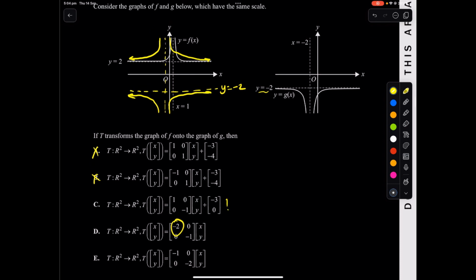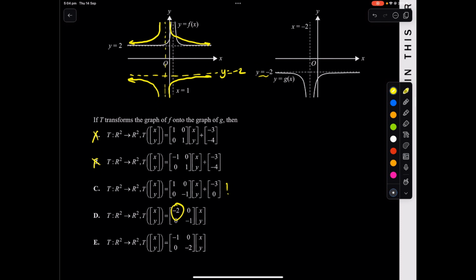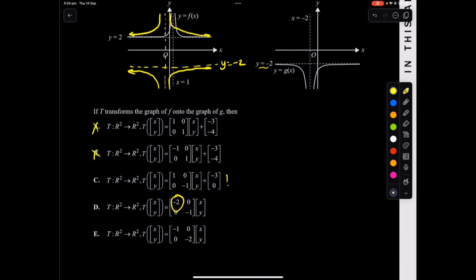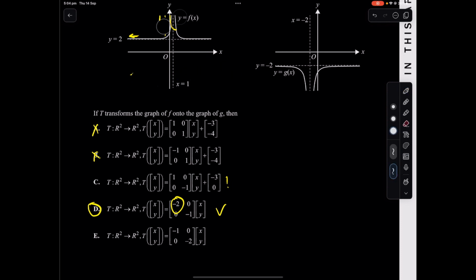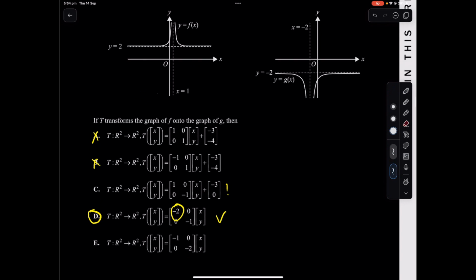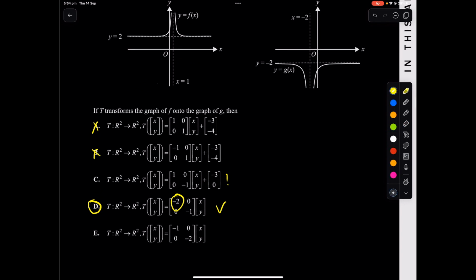Well, C was close, but the problem was the thickness wasn't right. Yeah, so I think it's just D. I'm just going to make sure. I just want to double check the last one too, because this question's actually quite tricky. D was similar, C was similar, but D looks the most perfect.